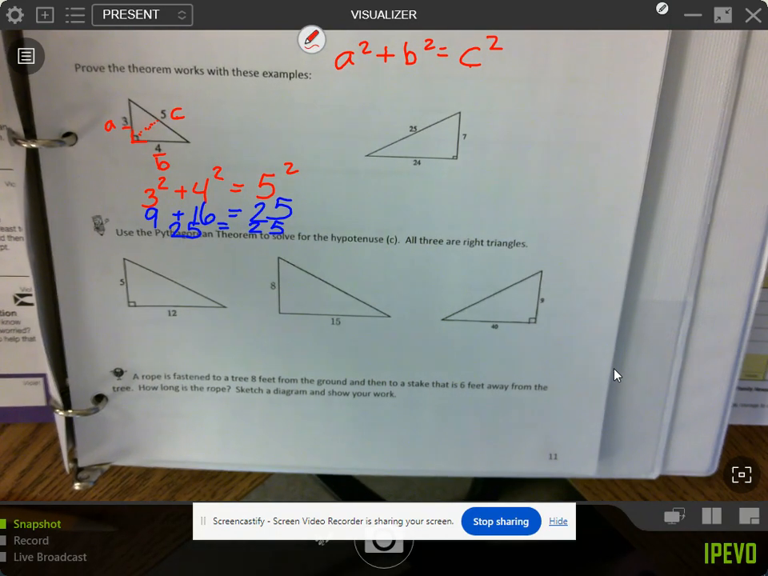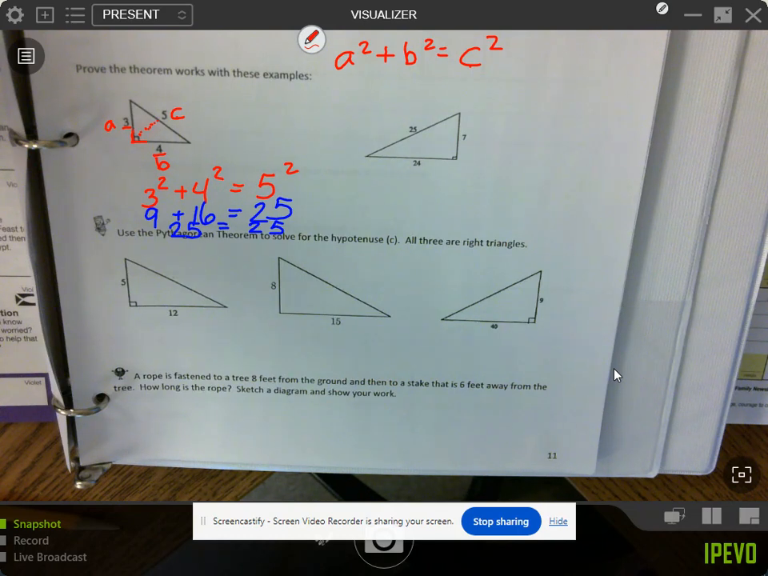So let's look at our other one. We have 25, 24, and 7. What are my two legs? Melanie. 7 and 24. How do you know that those are my two legs, Melanie? They are the two lines that connect for my right angle. So that is my A and my B. What is my hypotenuse? Ava. 25. How do you know that is the hypotenuse? Because it's straight across from the right angle. It's directly across from the right angle. So I know that has to be my C. The hypotenuse is always the C.